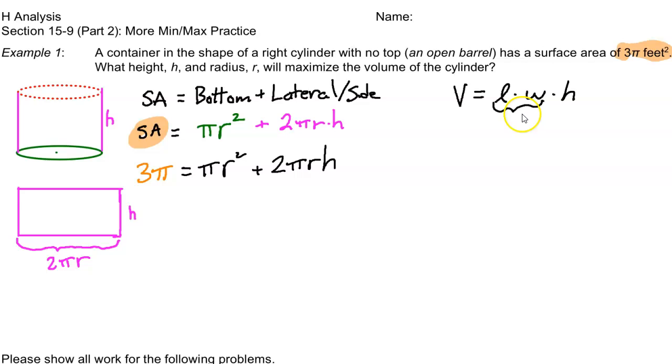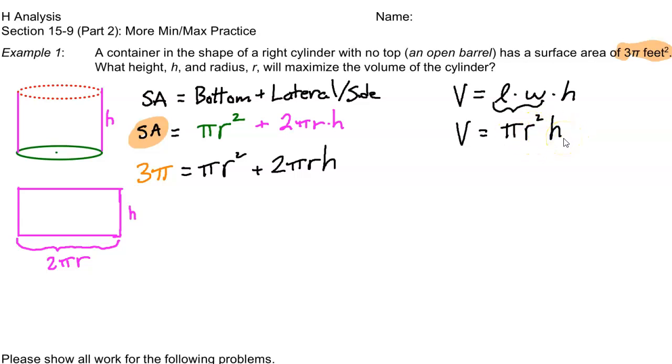For a cylinder, instead, it's pi r squared. It's the area of the base times the height. Okay. So we are going to plug in a variable. So we have r's and h's here, and we have r's and h's here.